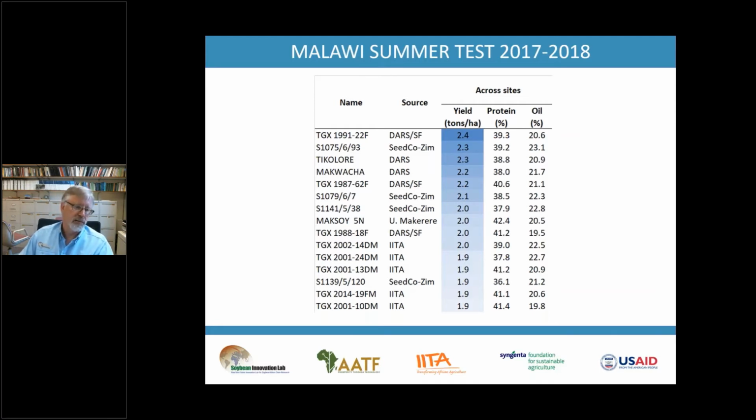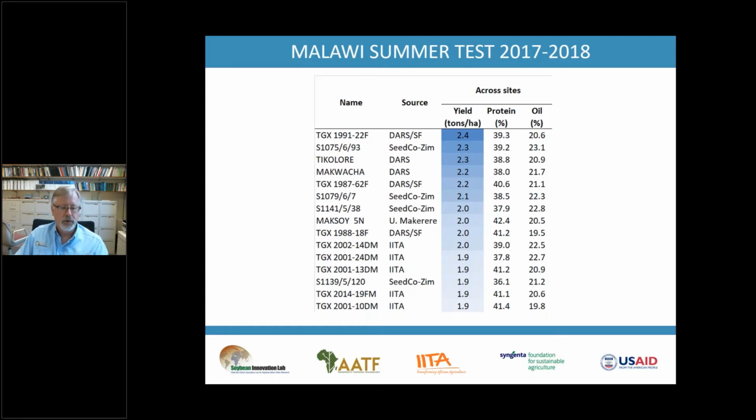So this table shows the results from the Malawi summer test, and what you can see is that there's significant variation in protein and oil concentration, with protein concentrations ranging from 42 to 36%. So this information is going to be very valuable for processors. As they think about what varieties they may want to contract farmers to grow, they can look at this and decide, are we emphasizing protein? And if that's the case, they can request for farmers to grow these higher protein varieties.